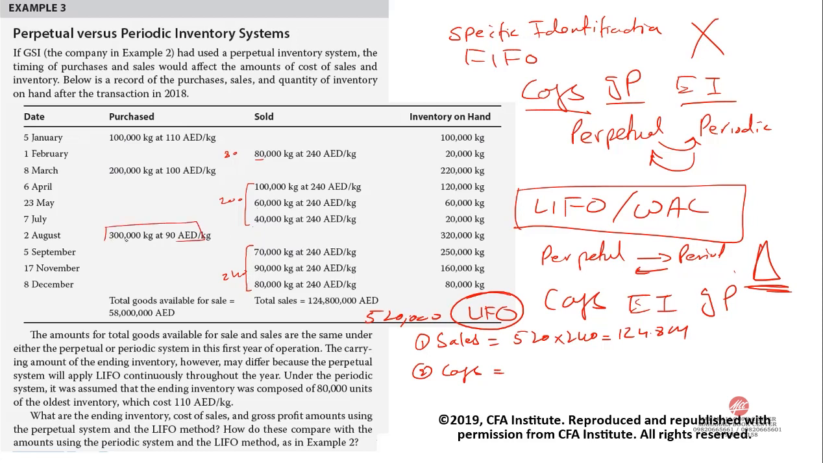So this came last. So we need to sell them: 80,000, 90, and 70. So out of 300, we need to sell how much? 240. That is our first thing. So 240 into 90. How much? 60,000 is left.